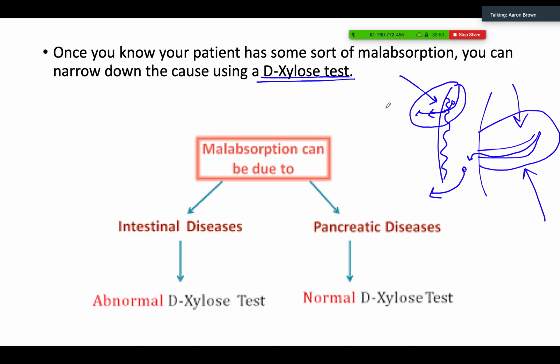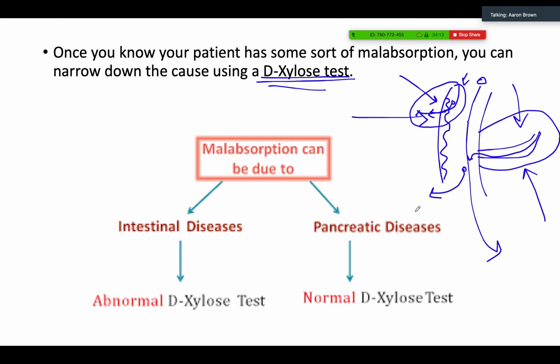However, if you give your patient D-xylose, you check the urine the next day and you don't see any D-xylose, that means this D-xylose went right past these cells in the intestine and continued on and did not get absorbed by the body. So the problem is here in the intestinal cells.